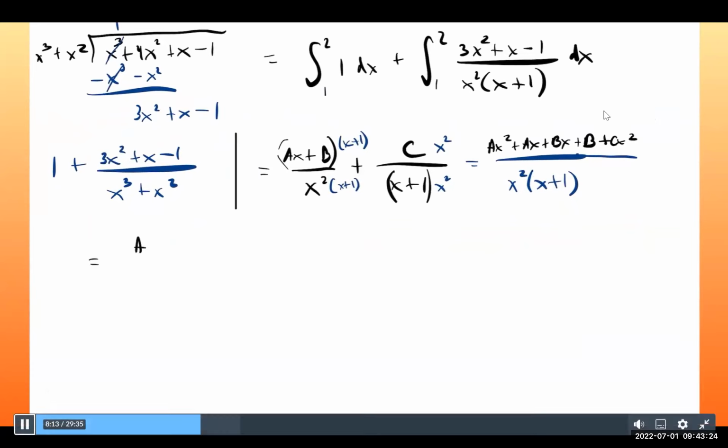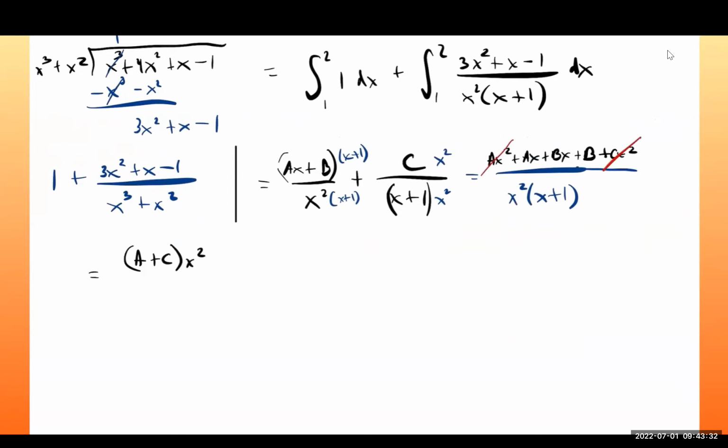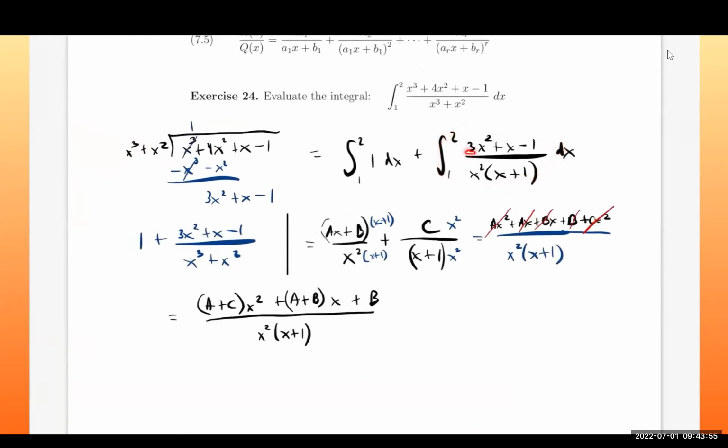So if you group the terms, you're going to get a plus c x squared. So that takes care of that term and that term. Then you group the x's together, you're going to get a plus b. I like to cancel those terms out so I know that I've used them. And then we have our constant, which is b. And now we've taken care of all the terms in the numerator. Denominator stays the same. And now finally we look back at this fraction and we look at the coefficients, and that's how we come up with our system of equations.